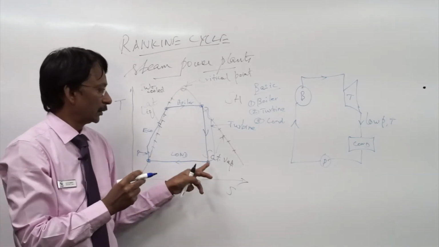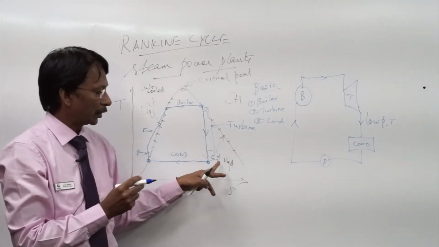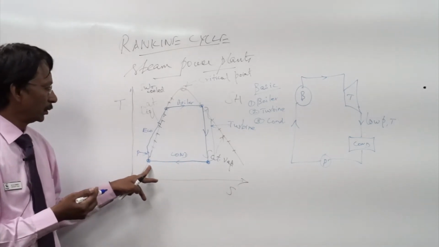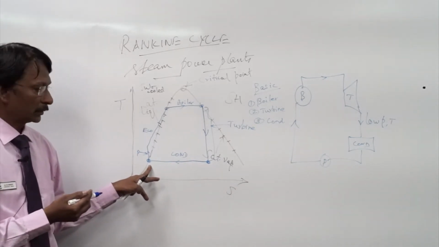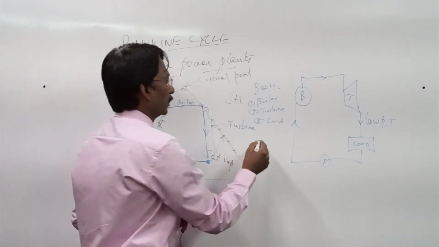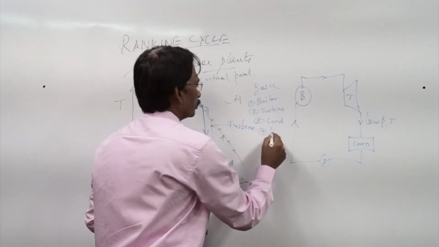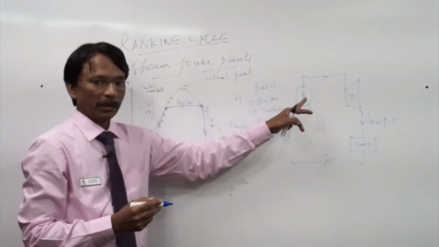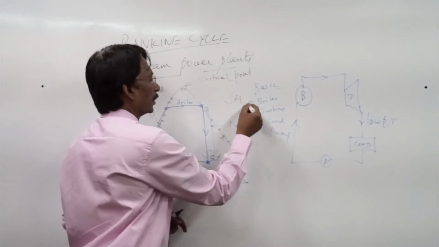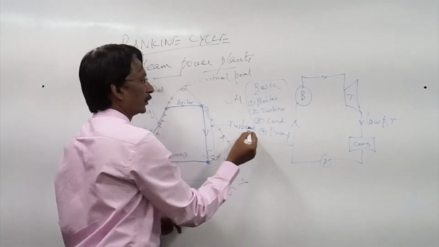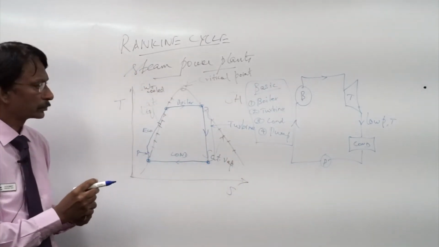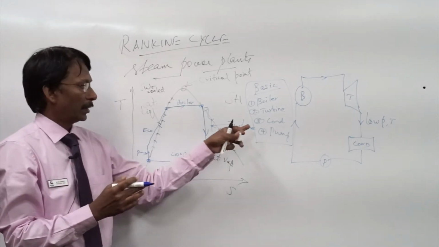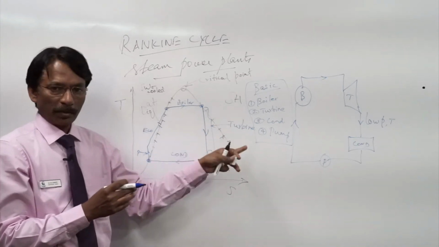Condenser converts the low pressure, low temperature steam, the wet steam, into the feed water, otherwise called condensate, and then we have the pump, which pumps the feed water back to the boiler. So these are the main components in a thermal power plant. Is it okay that we run a power plant in this fashion?